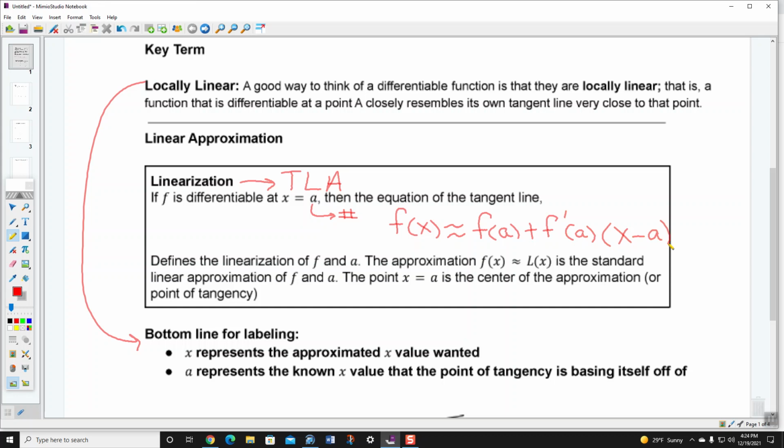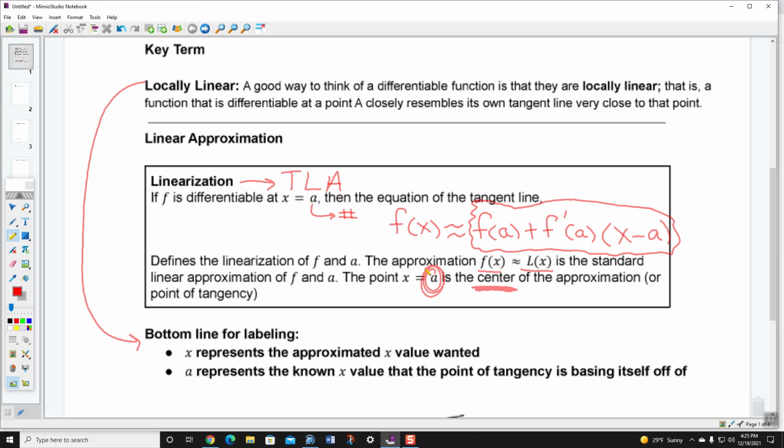That formula is going to define the linearization of f at a. Basically, this formula right here will give you the tangent line equation at your given point a, and then we're going to use that to estimate some values around a using the line of tangency rather than the function. So this is going to approximate f of x, which we say is approximately our line. And it is the standard linear approximation of f at a. The point x equal a is the center of the approximation. So we always need to know our a value. We must always know what a is.